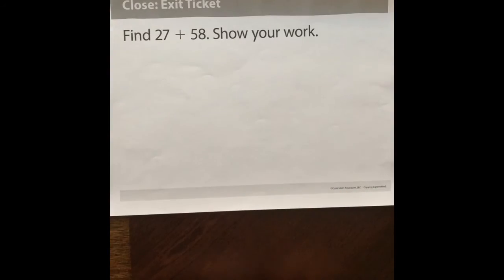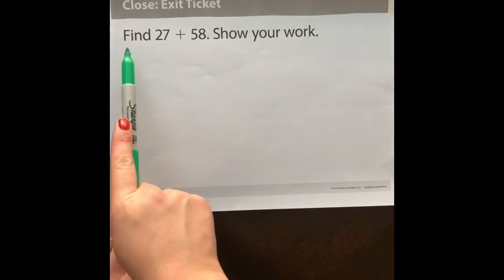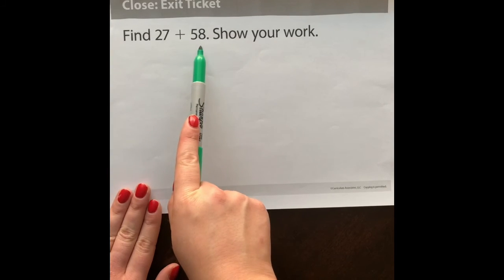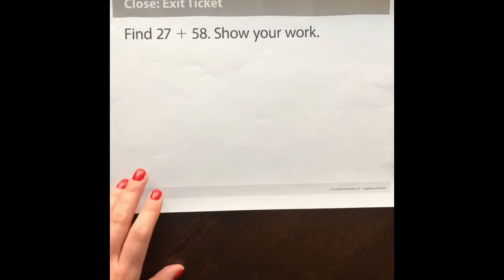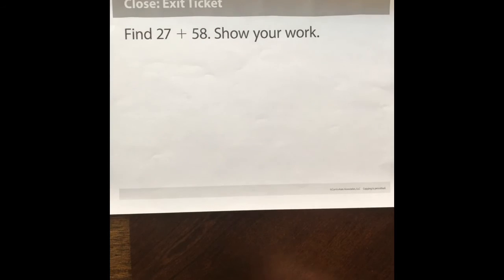And finally, our exit ticket. This reads, find 27 plus 58. Show your work. So we can use any of the methods that we have tried so far to find that answer. And I think the way that I'm going to do it is just with number rods or 10 rods, just because I think that that's very simple for you guys, just doing a quick drawing. So we can do that now.